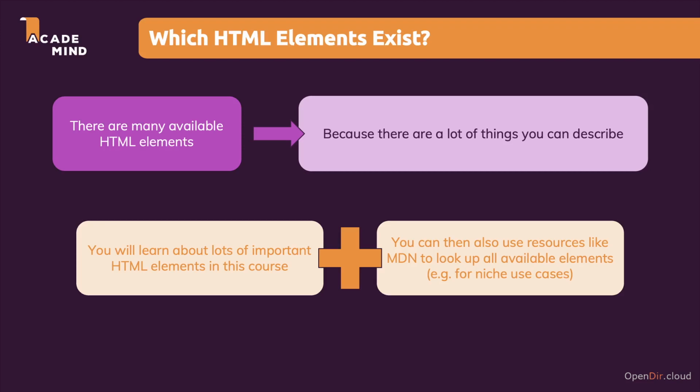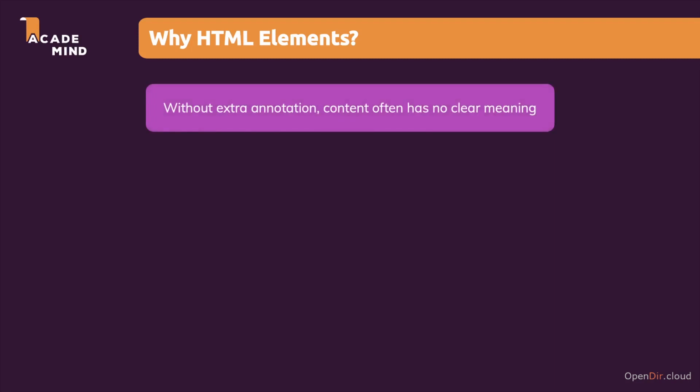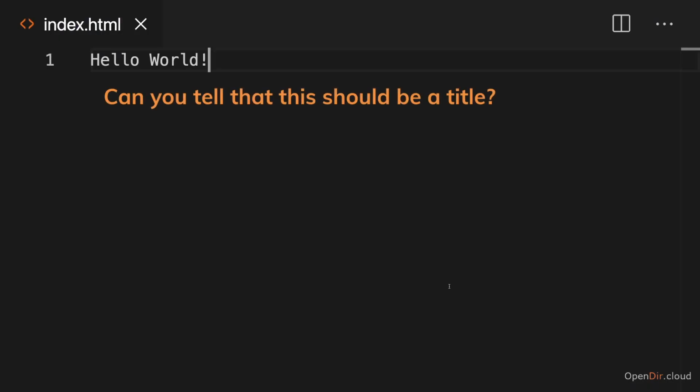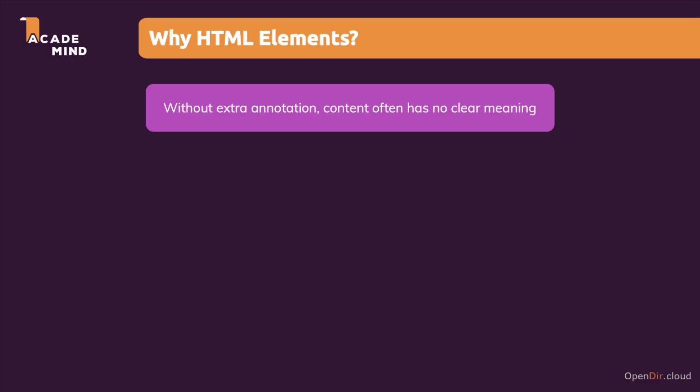That is something which you'll get a better feeling for throughout this course. But of course, now at this point, you might be asking yourself, why do we have those different HTML elements? Why do we need them? And the answer here, as mentioned before already, is that for a lot of content, if you don't add any extra annotation, that content doesn't really have a clear meaning. If you think about text, for example, there is a difference between having a title and regular text. But without some kind of annotation and/or styling, there's no way for us to tell those different meanings apart. It is all just plain text then.